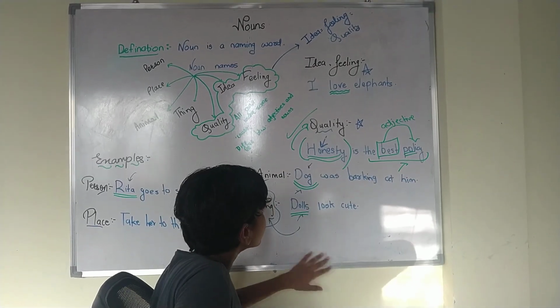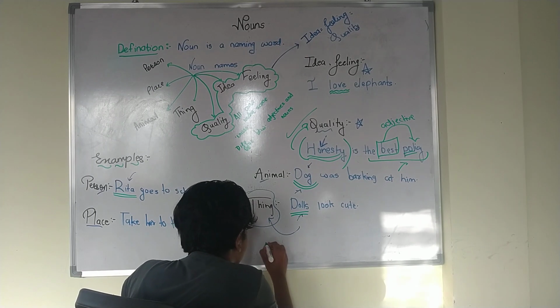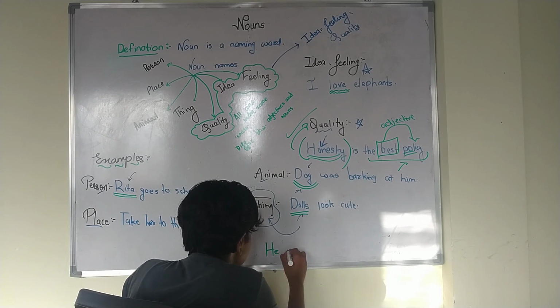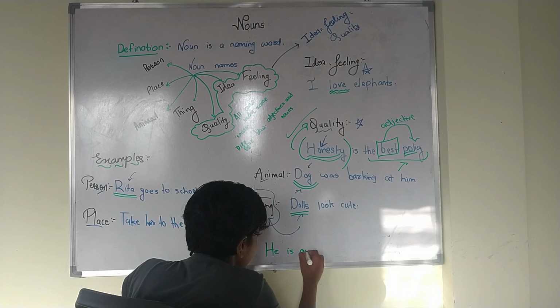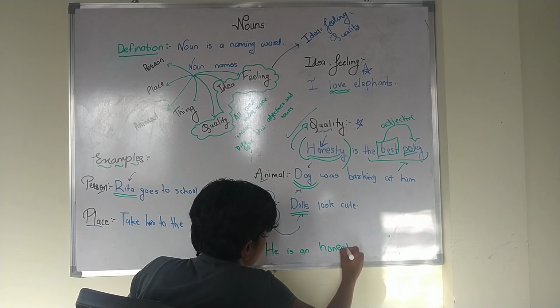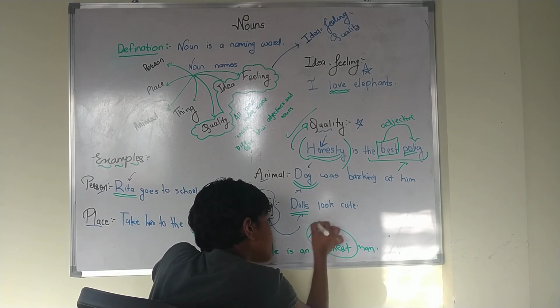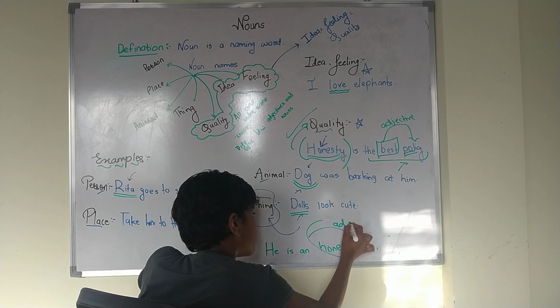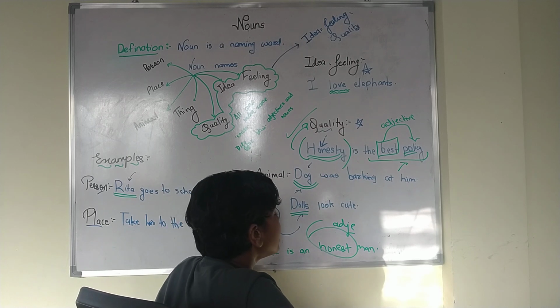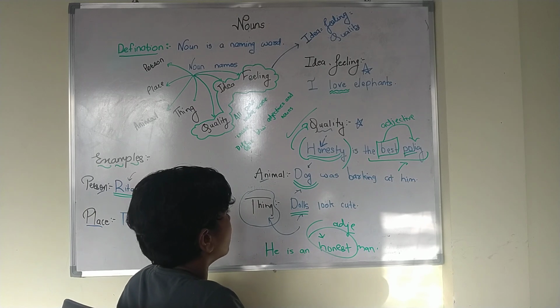But now you must have heard, he is an honest man. You must have heard this sentence. He is an honest man. So here honest is nothing but an adjective. When we learn abstract noun, you will be more clear about adjective.